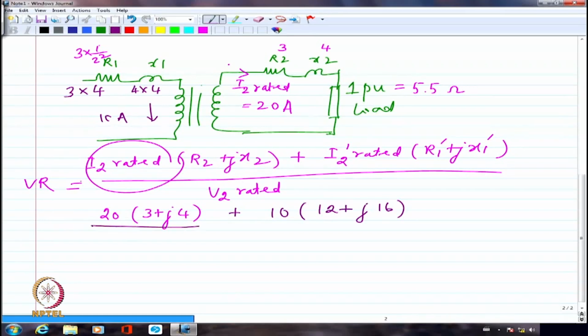Are you getting my point? Because one, I am looking at it from the primary point of view completely. So I have to take its own base voltage, its own base current, its own base impedance. And if I am looking at the other one from the secondary viewpoint, I have to take its own current, its own base voltage and its own impedance. That's what I have taken.